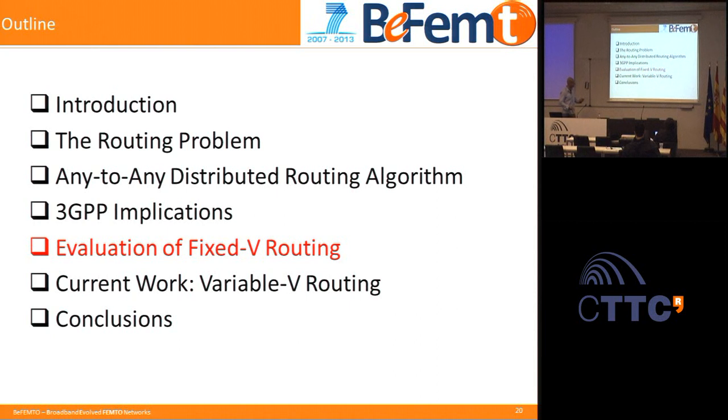So I think this may be related to your previous question, Misha, because as we will see, depending on the number of flows that you inject into the all-wireless network of femtocells, having a fixed V parameter in the network for all the home node Bs is not a good policy. So we will see afterwards our current work on this variable V algorithm.